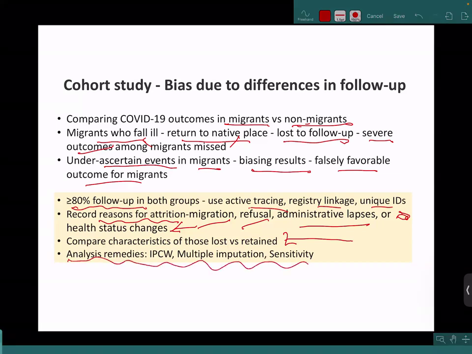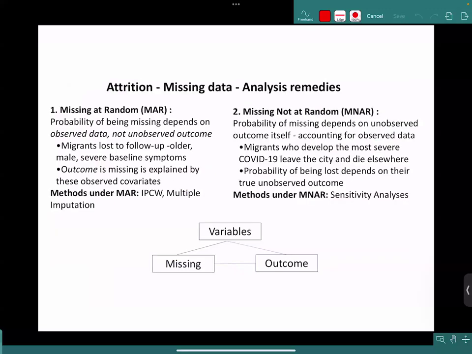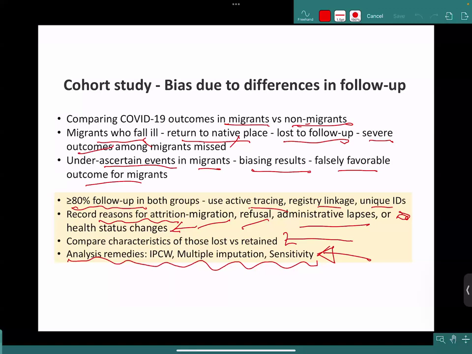And then there is something else I'm going to tell you. This is going to be a bit heavy, but I'll do this only after confirming that you are comfortable and we can move ahead with this kind of analysis. So in loss to follow up, basically you do not have the outcome data with you in cohort studies. So before I move forward, are you with me till now? Yes, ma'am.